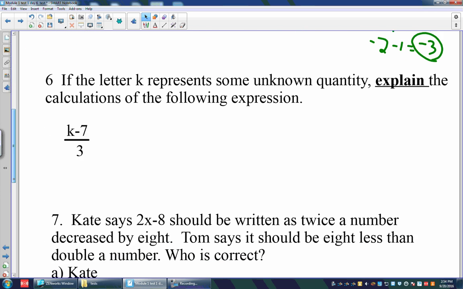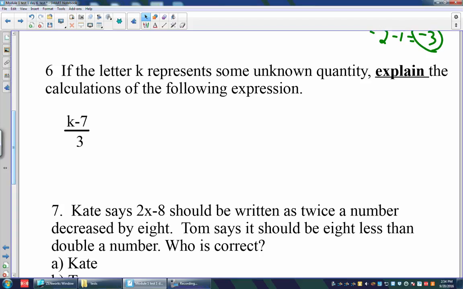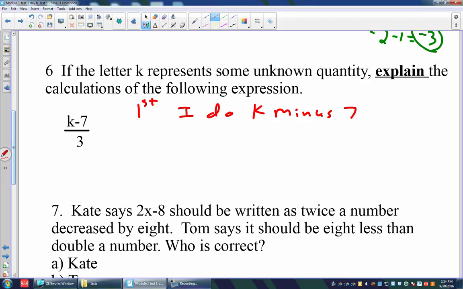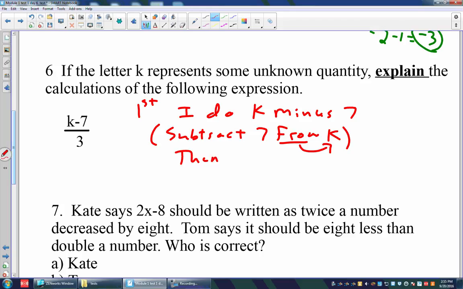If the letter K represents some unknown quantity, explain means in words what we're going to do here. First, I do K minus 7. Some of you said I subtract K from 7. No, you're subtracting 7 from K. So you can also write subtract 7 from K. The from word means write K first. Then divide by 3.